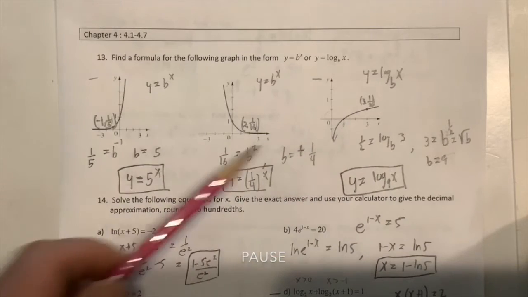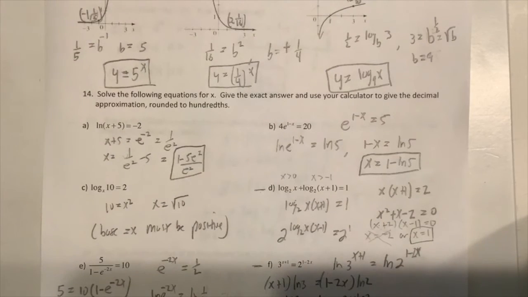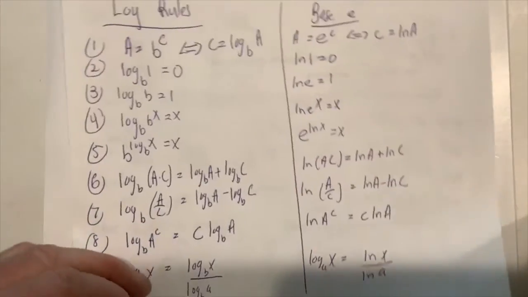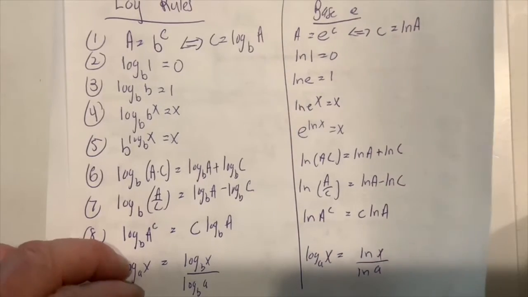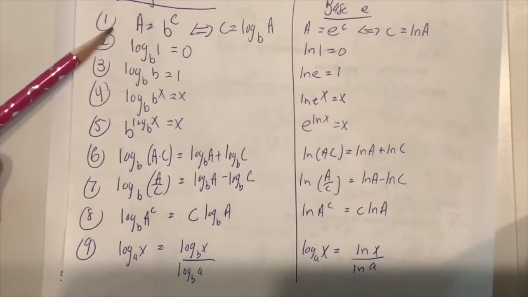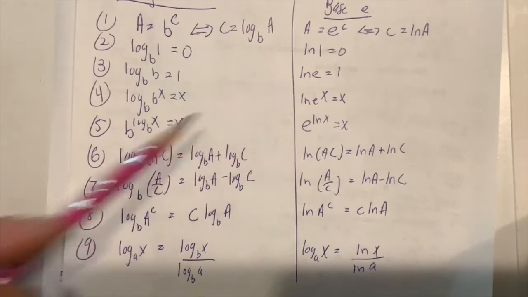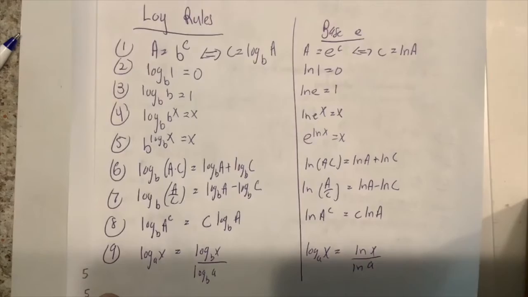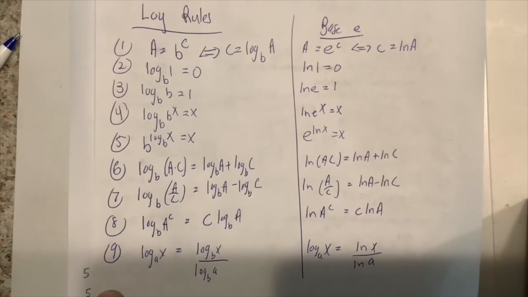Hit the pause button. Make sure that you have the list of log rules here for this section. I'd have this handy. There's 9 of them if you want to include all of them. These 9 log rules, and I would also suggest you write them for base e as well, just so you have them handy. So you might want to take note of that.